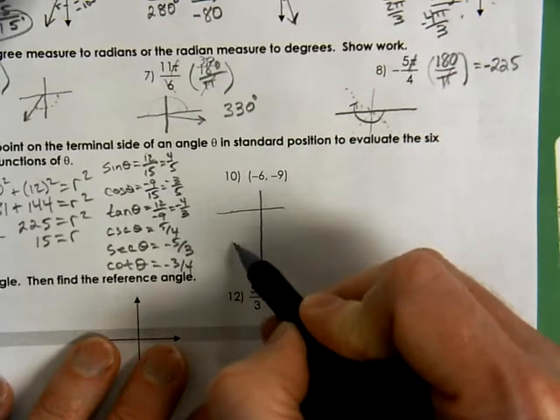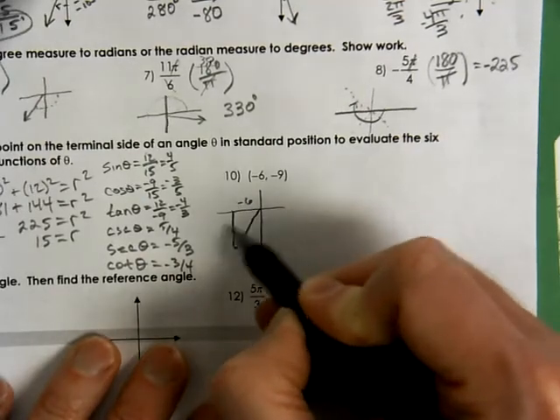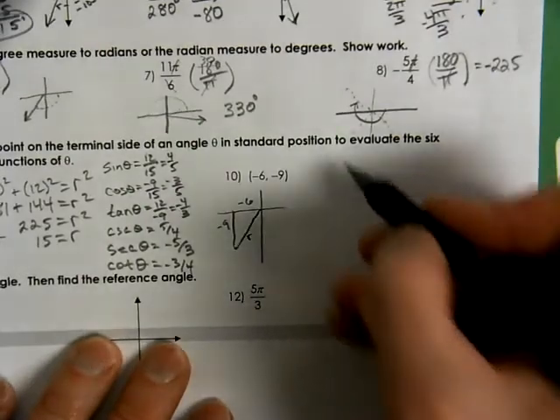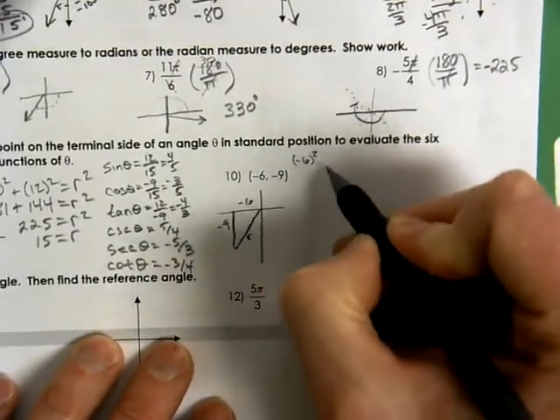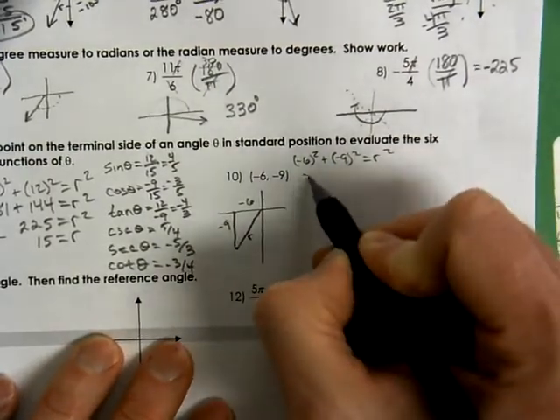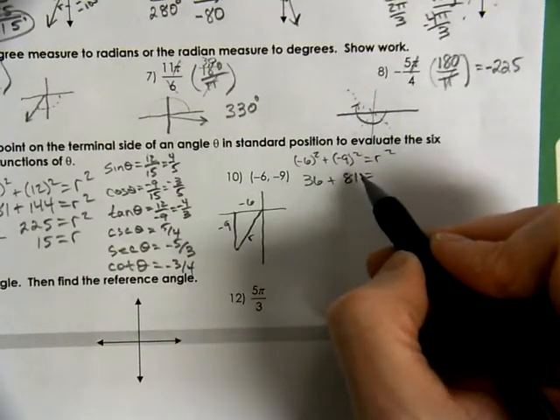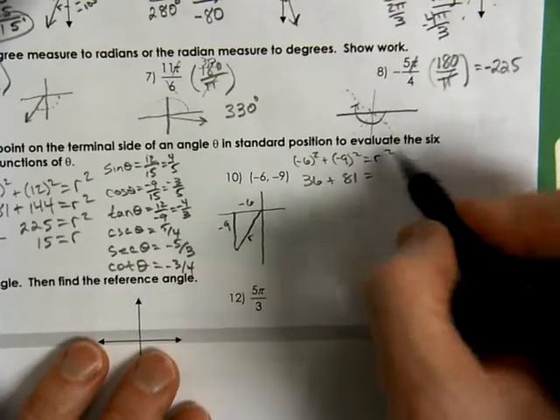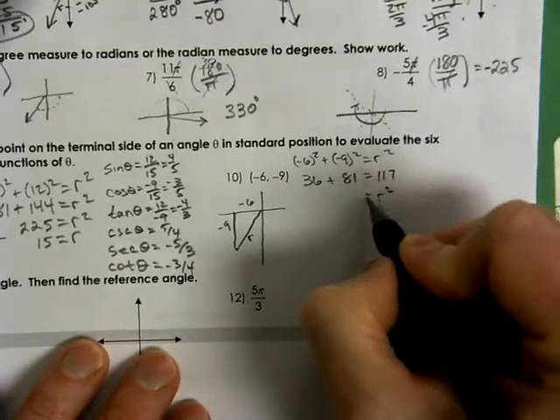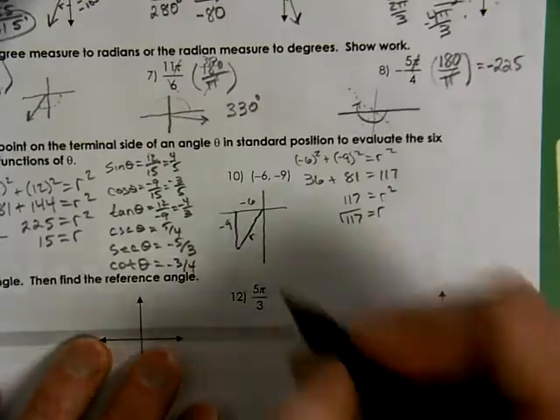We'll go 6 to the left and 9 down. We still don't know what the radius is for this problem. So we have to do -6 squared plus -9 squared equals r squared. 36 plus 81. And together, those two values will come up to 117. So r squared equals 117, and r equals the square root of 117.